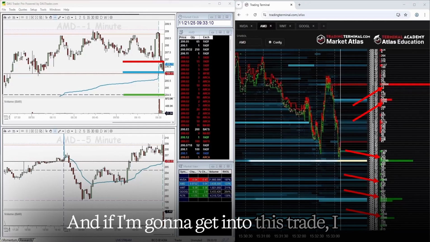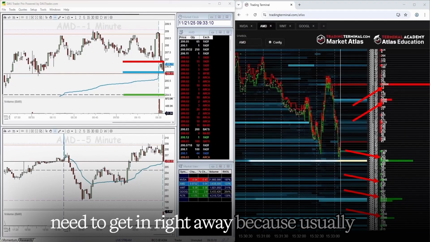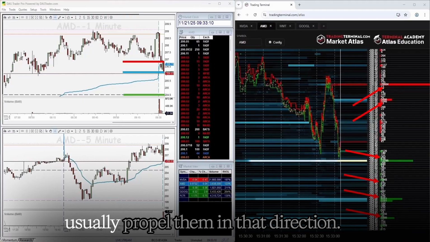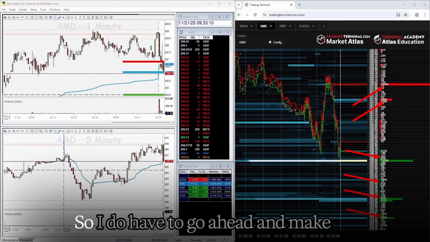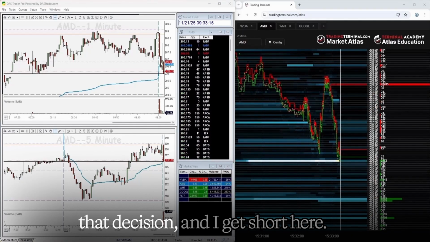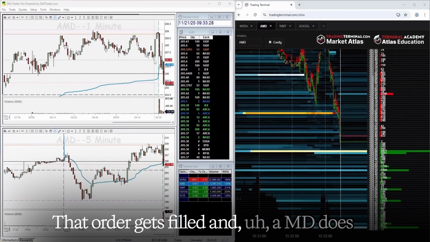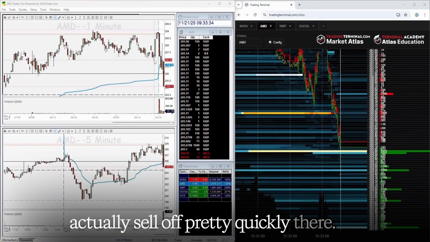And if I'm going to get into this trade, I need to get in right away, because usually you want to stack in front of big orders, because that momentum from them will usually propel them in that direction. So I do have to go ahead and make a decision, and I get short here. That order gets filled, and AMD does actually sell off pretty quickly there.